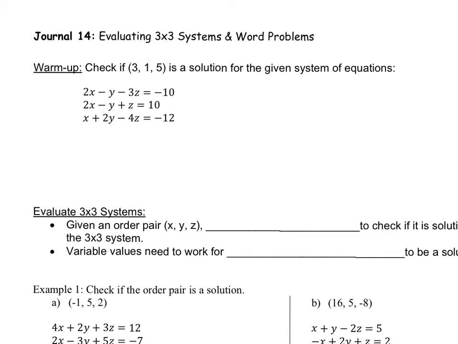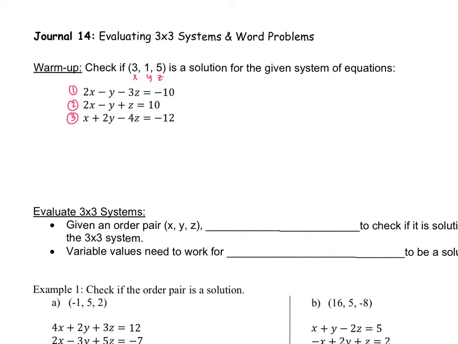So this time around, notice that this coordinate has 3 values. So we have an x value, a y value, and you can probably guess it, a z value. This is what we call a 3x3 because there are 3 equations and there are 3 variables: x, y, and z. And just like before, we're going to check to see if this is a possible solution by making sure it works for all 3 equations. That's how we can evaluate or check if a solution is true or not.